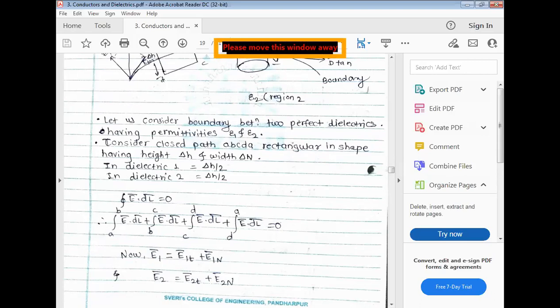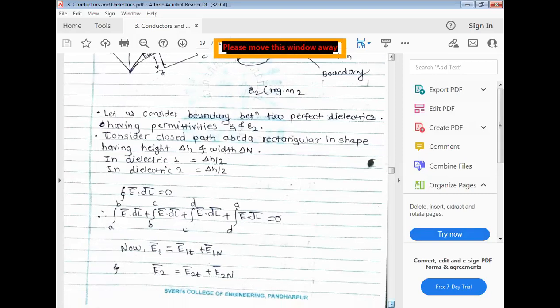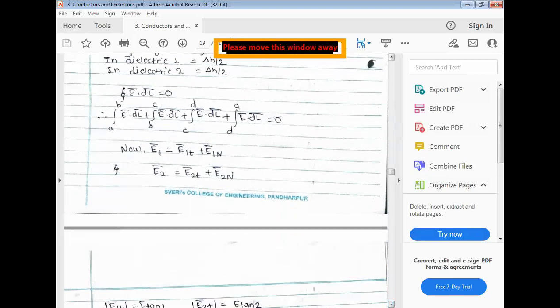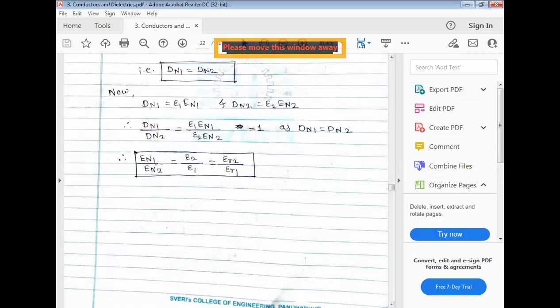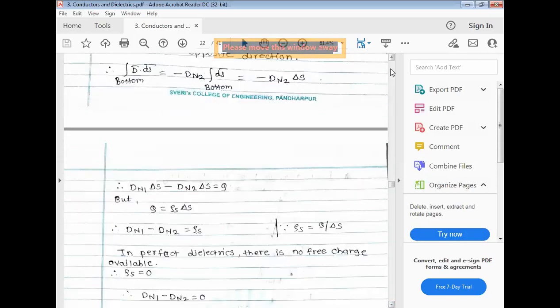Here the quantities are electric field intensity, there magnetic field intensity. Here electric flux density, there magnetic flux density, right? So likewise you have to compare the terms and remember the equations. Now here the tangential component of electric field intensity is the same, and the normal component of electric flux density is related with epsilon r, that is relative permittivity. Here you have to remember.